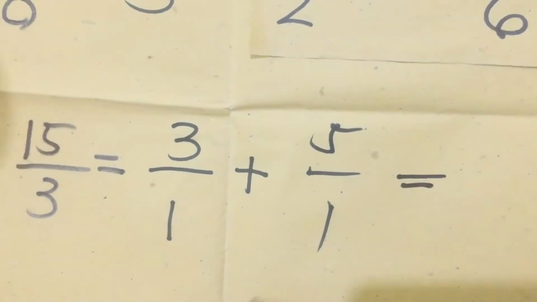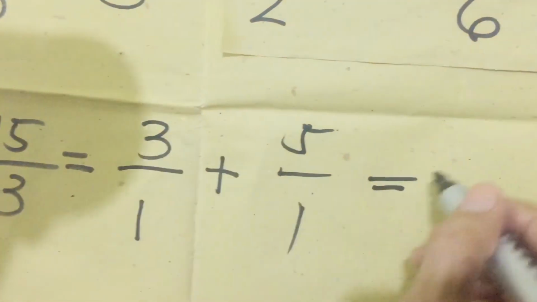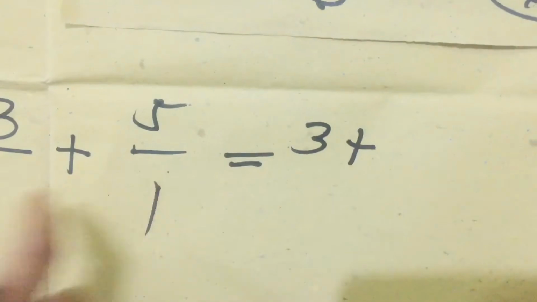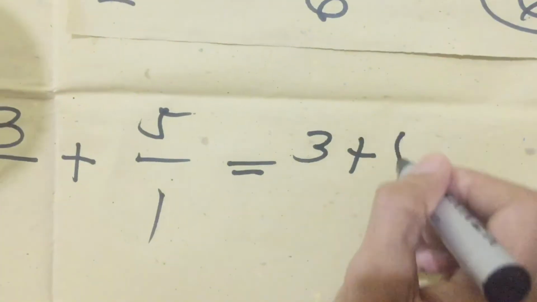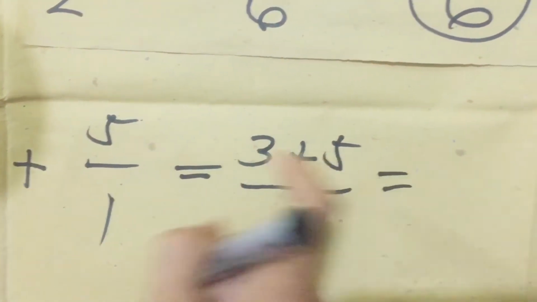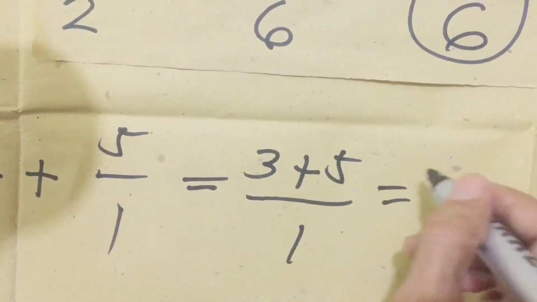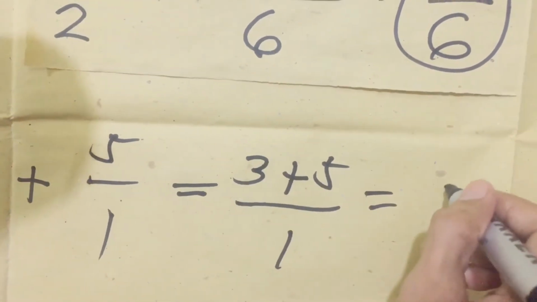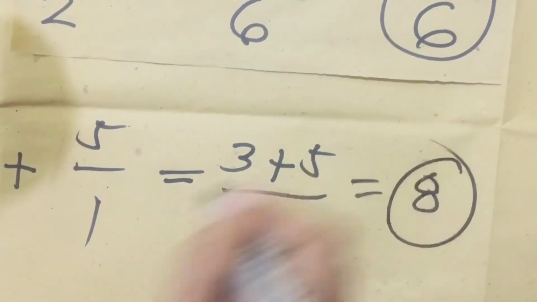The next, cross multiply. 1 times 3 equals 3. Plus 1 times 5 equals 5. Then 1 times 1 equals 1. And 3 plus 5 equals 8. Divided by 1 equals 8. So this will be our final answer.